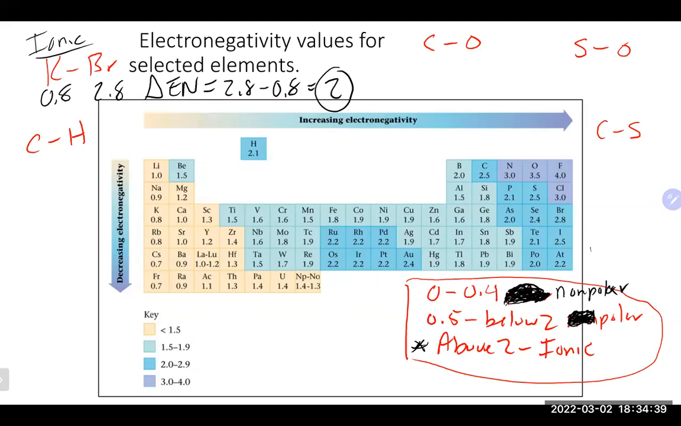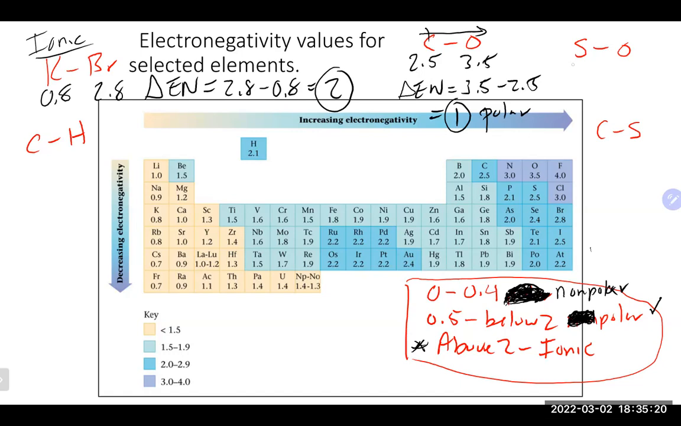We look at carbon and oxygen. Carbon is 2.5 up there. Oxygen is 3.5. Difference in electronegativity here gives us 3.5 minus 2.5, which is 1. 1 is obviously above 0.5 and below 2, so that is going to be a polar bond. The one that's more electronegative is the oxygen, which means if we were to draw that arrow, it would be pointing towards the oxygen side, which is more negative, and the carbon is more positive. Electrons are moving towards the oxygen in this case, still being shared, but moving that way.